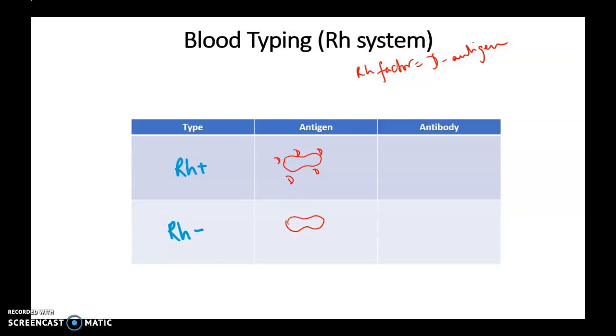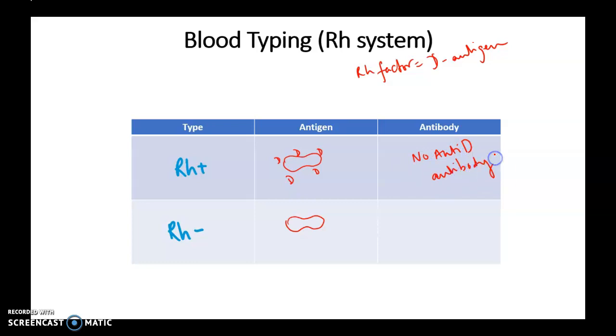What about the antibodies? A person who has D antigen, obviously his body will recognize D antigen as self, so he will not produce any antibody. So no anti-D antibody.